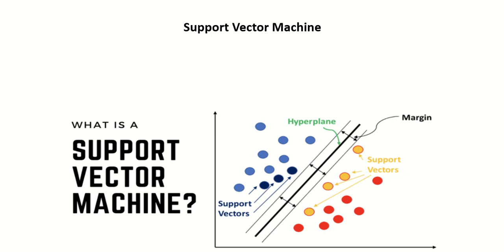So, what are the advantages of using SVM? Effective in high dimensional spaces. SVMs are particularly effective in high dimensional spaces and can handle cases where the number of dimensions exceeds the number of samples. Robust to overfitting is the second advantage. SVMs are robust to overfitting, especially in higher dimensional space, as they focus on the points that are most difficult to classify.